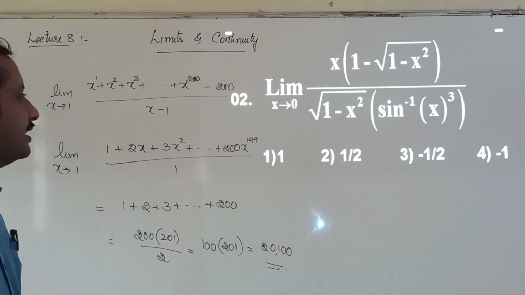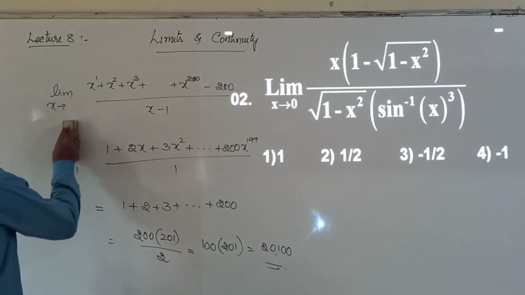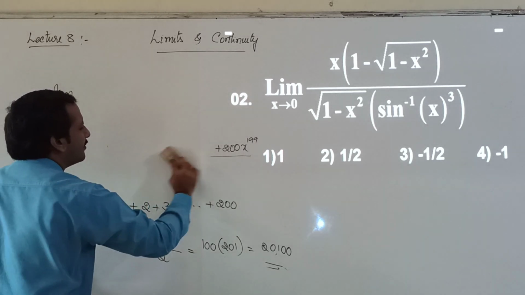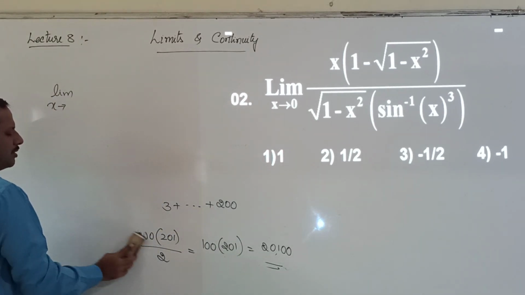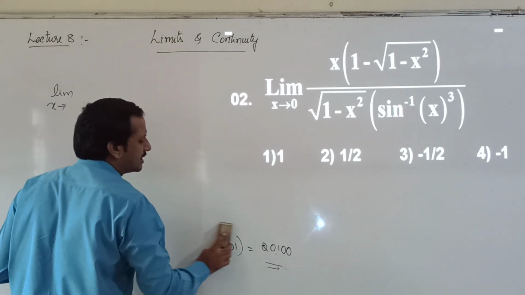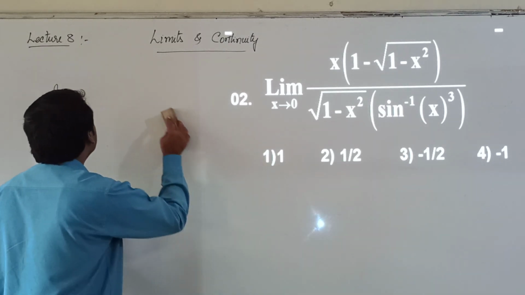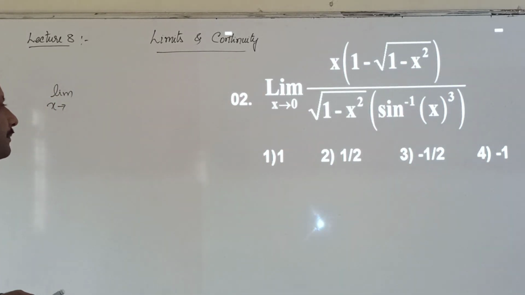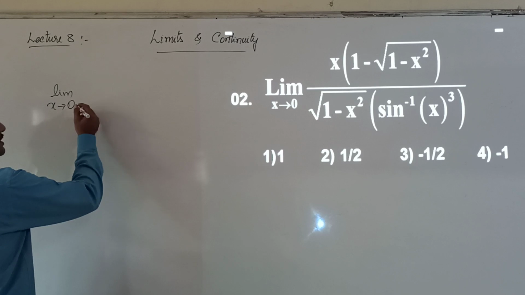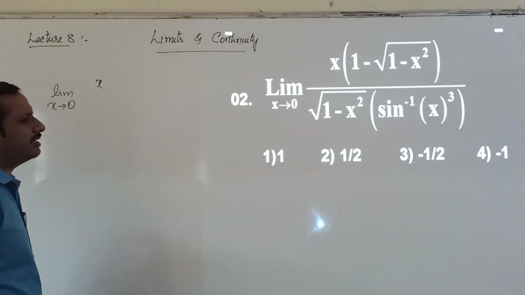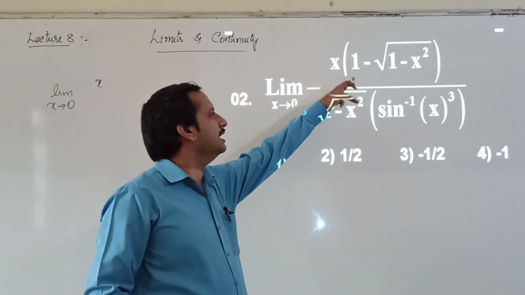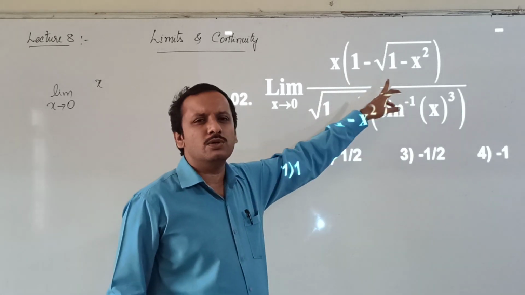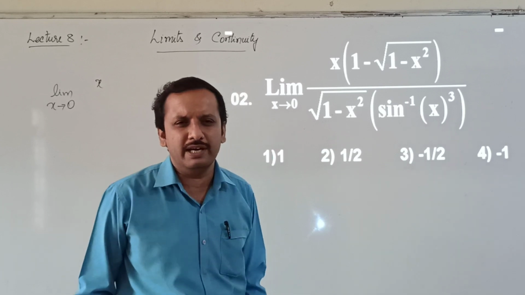Okay, let's look at the second question. Limit x tends to 0, x into 1 minus root 1 minus x square, divided by root 1 minus x square into sin inverse x cube, is equal to? Limit x tends to 0. If I directly apply the limit, I am going to get 0 into that, which will also be 0 only. This is 1, this is 0. So 0 by 0, you get an indeterminate form.